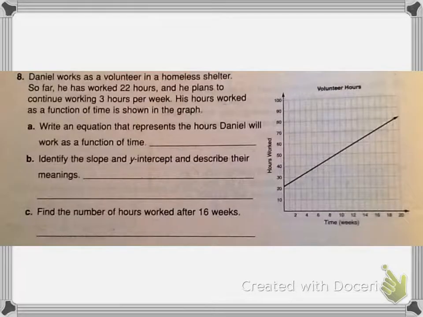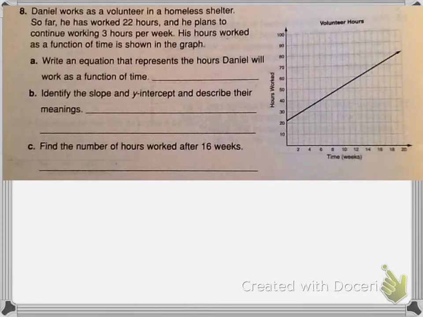Alrighty, let's do a problem solving. Daniel works as a volunteer in a homeless shelter. So far, he has worked 22 hours, and he plans to continue working 3 hours a week. His hours worked as a function of time is shown in the graph. Write an equation that represents the hours Daniel will work as a function.